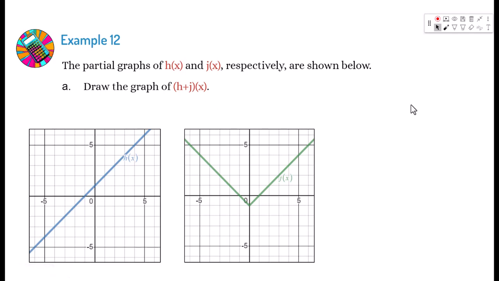Okay, example 12. The partial graphs of h of x and g of x respectively are shown below. Now we're asked to graph h of g of x. Can we do it? You bet we can. We're going to do a table of values one more time. Let's get it together and see what we come up with. Well, let's grab our points. We're going to choose when x equals -4, -2, 0, 2, and 4 on the positive side.